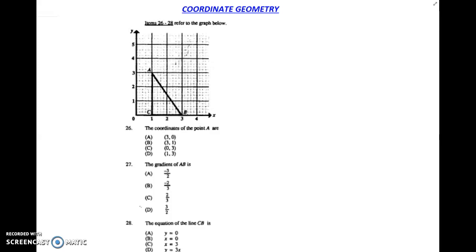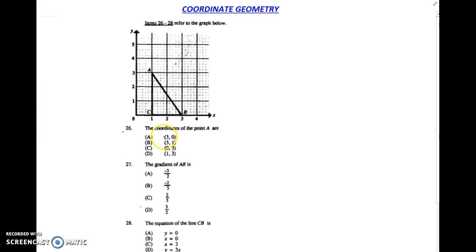Hi everyone, we're back with our next part of our coordinate geometry videos on the CSEC multiple choice questions. So let's look at this question here. It says items 26 to 28 refer to the graph below. Here we have a graph, a triangle with points A, B, and C. Let's look at 26 first.